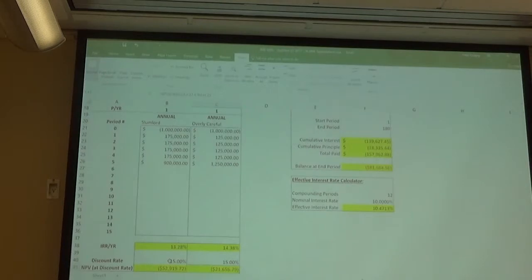Could it be called a management fee? No, it's not a management fee. Management fee is a totally different thing. Management fee is simply an operations fee.